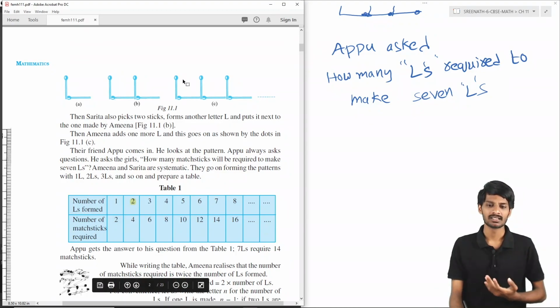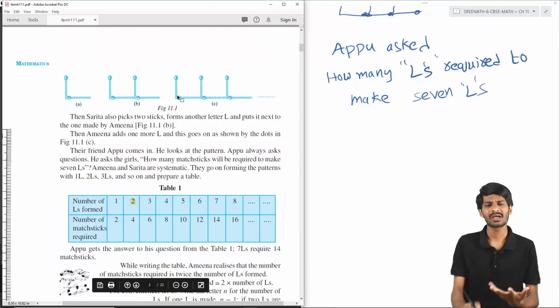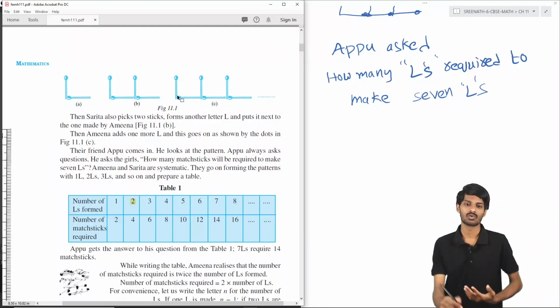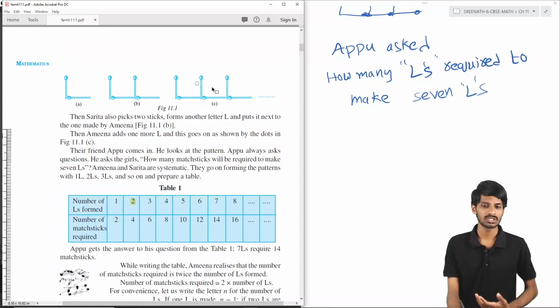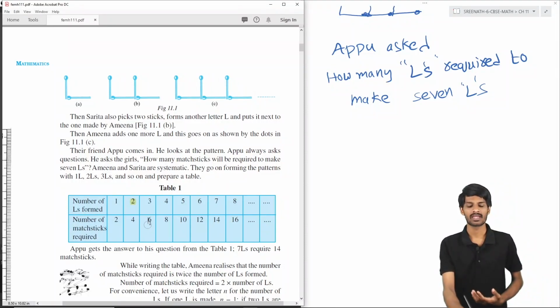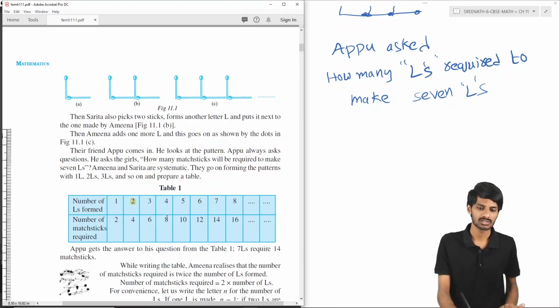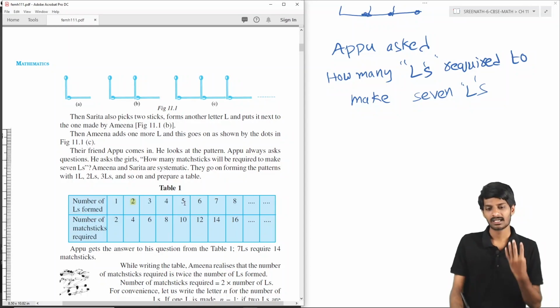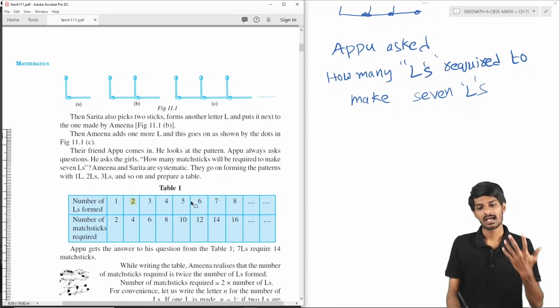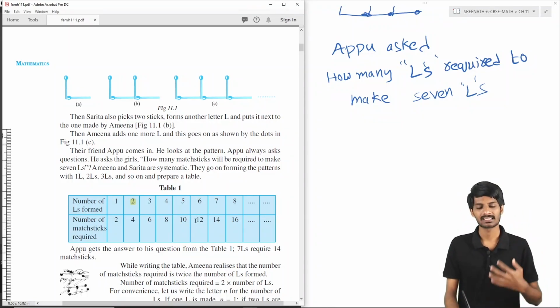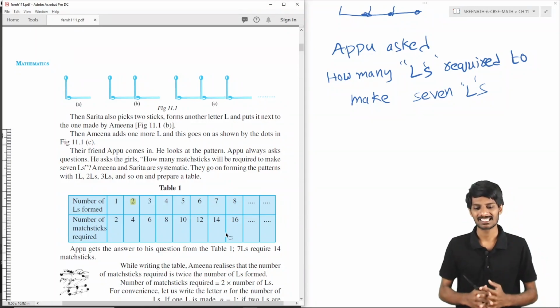Next they have formed 3 L's. How many matchsticks did they use? 1, 2, 3, 4, 5, 6. So if the process goes on, for 4 L's they have used 8, for 5 L's they have used 10, for 6 L's they have used 12 matchsticks, and for 7 L's they have used 14 matchsticks, students.